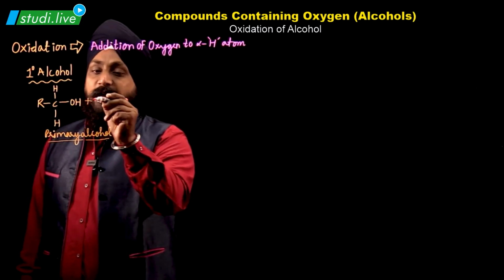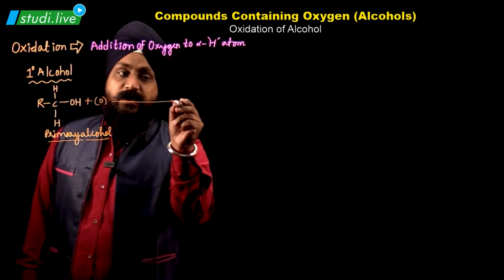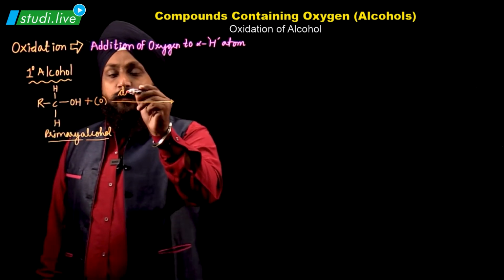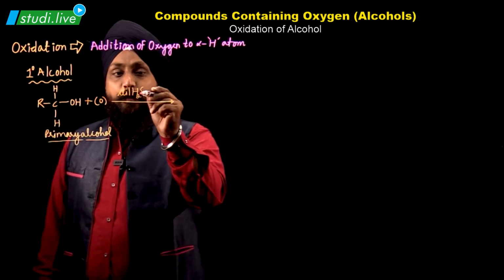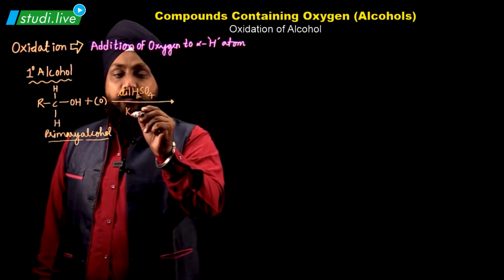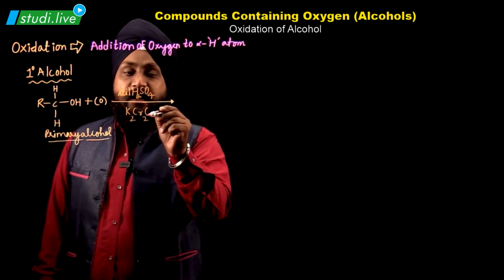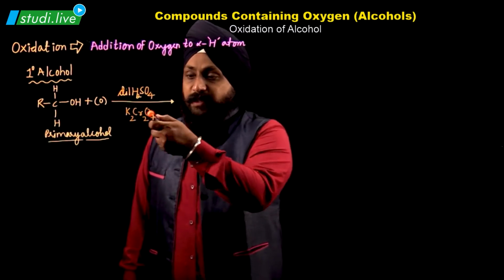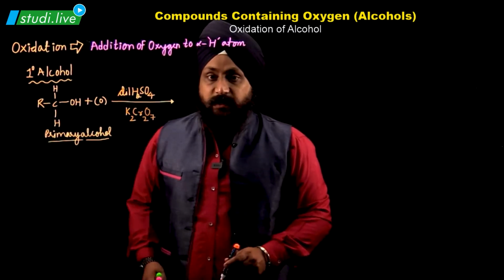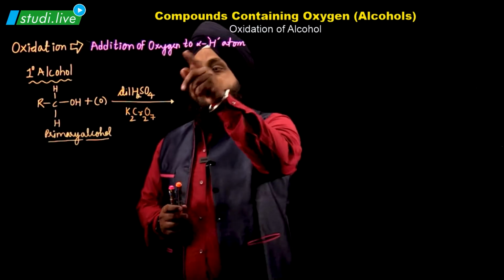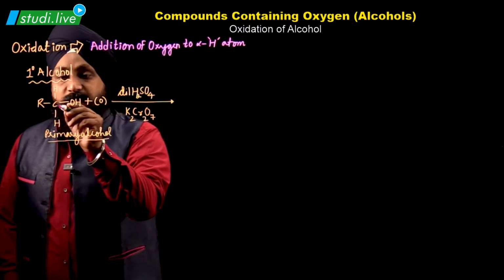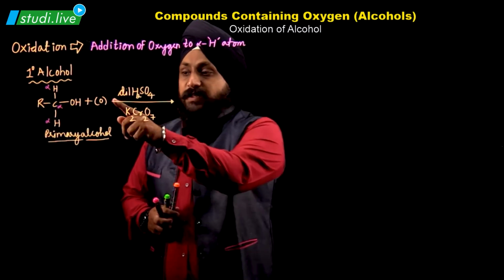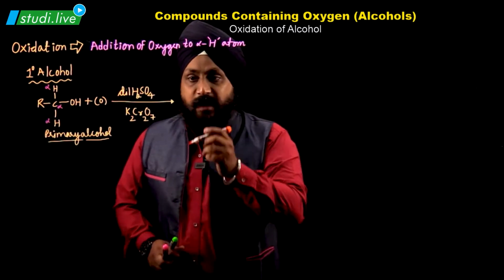Now this primary alcohol on oxidation by using acidified potassium dichromate, students. When acid reacts with potassium dichromate, it gives nascent oxygen, and that nascent oxygen will get added to the alpha hydrogen. This is the alpha carbon, so these are our alpha hydrogens. So this nascent oxygen will get added to any of the alpha hydrogen.